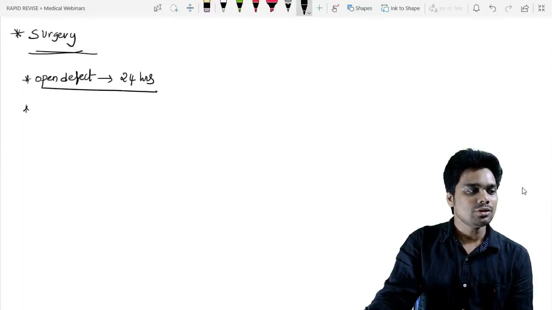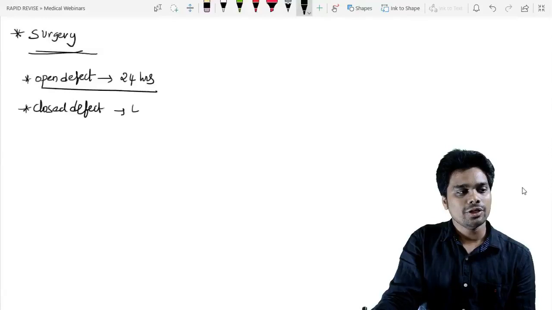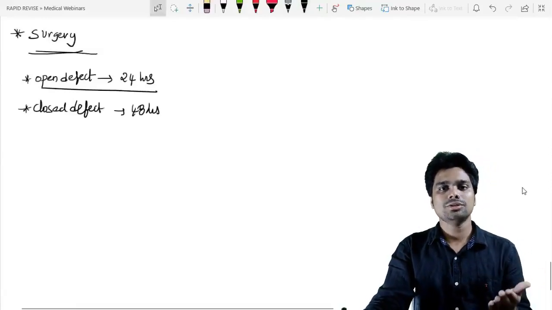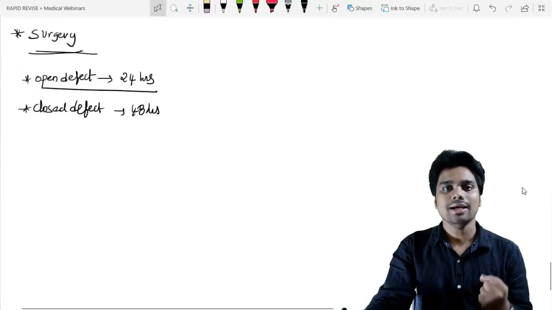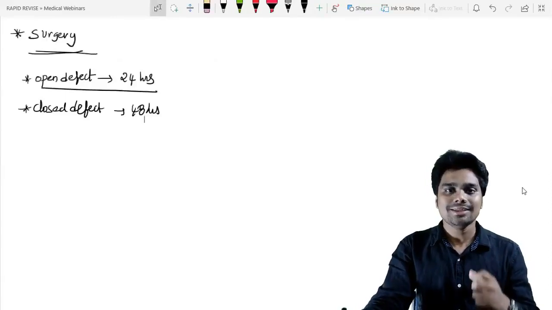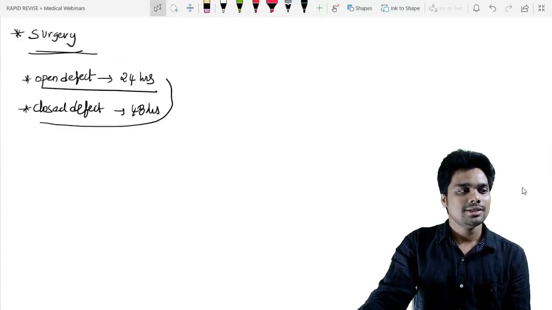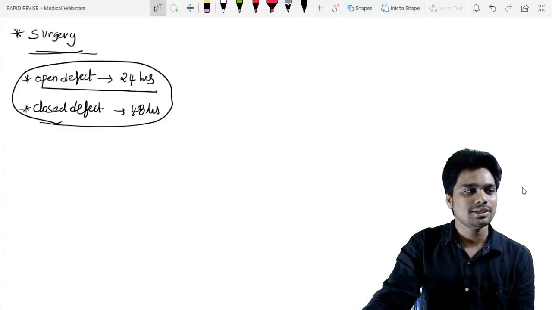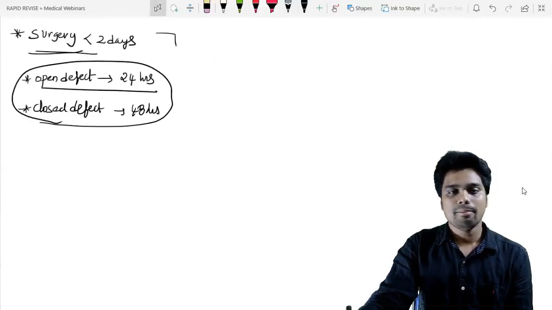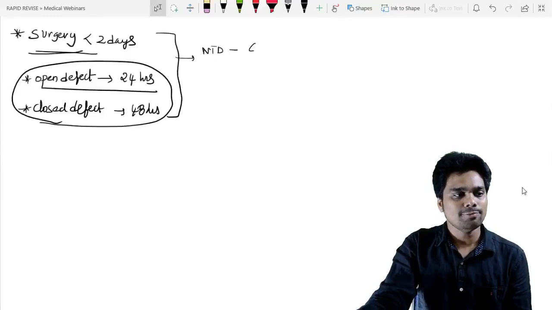But when it comes to a closed defect, we can wait till 48 hours. So only one extra day is allowed, because it is a closed defect and there are fewer chances of infection. But if you close the defect early, there are fewer chances of degeneration of the neural tissue. So your take home is that the surgery should be done within 2 days of birth. But as I already told you, neural tube defects have a grave prognosis.